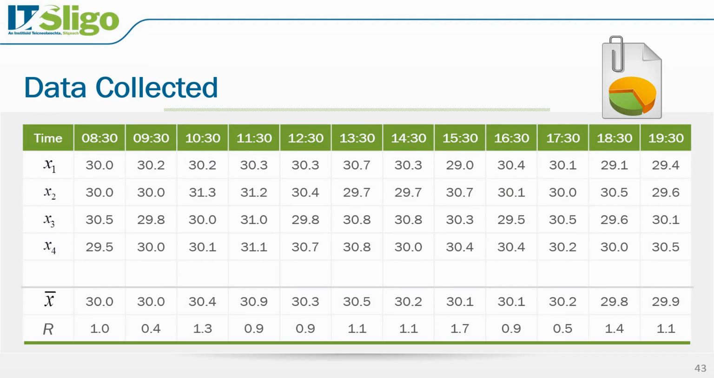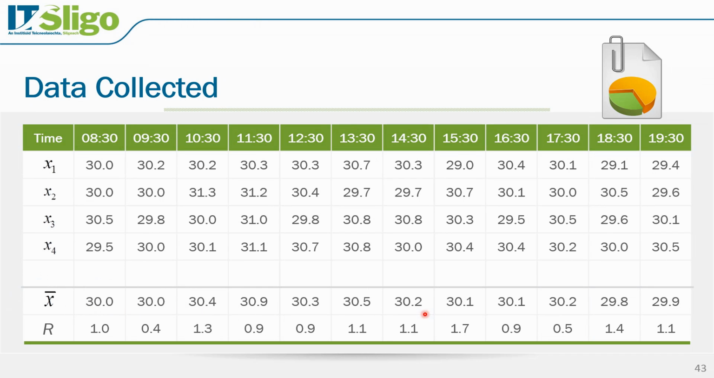Let's take a look at the data that's gathered over 12 hours. Here we see 4 items being measured. Our sample size is 4. We calculate the mean and range at each of these hourly intervals. Let's calculate the X-bar for this process.